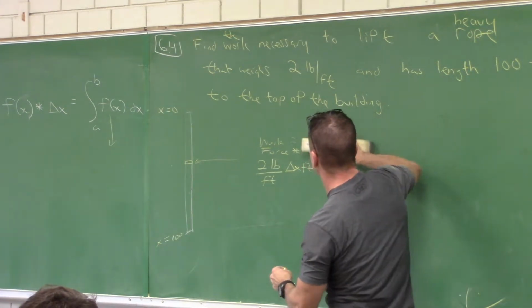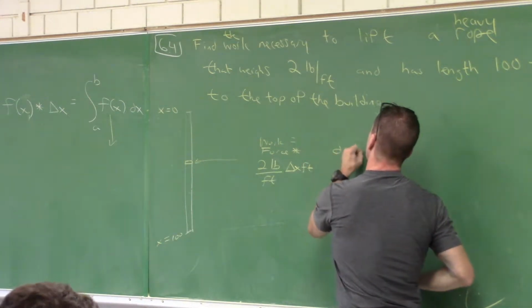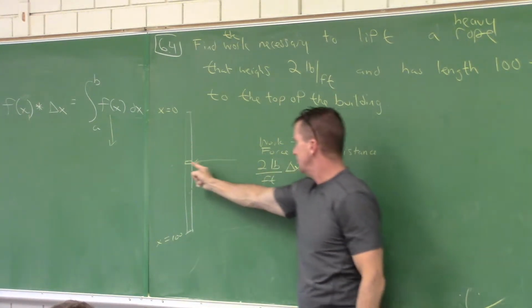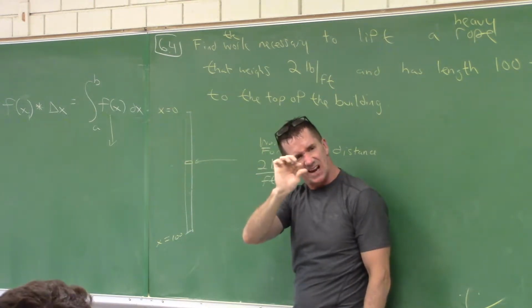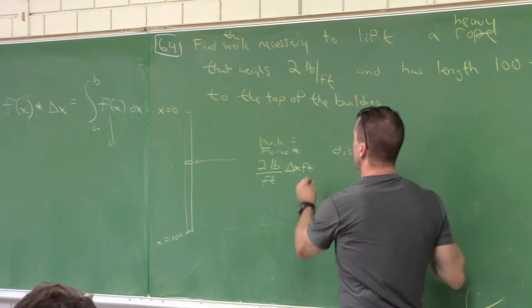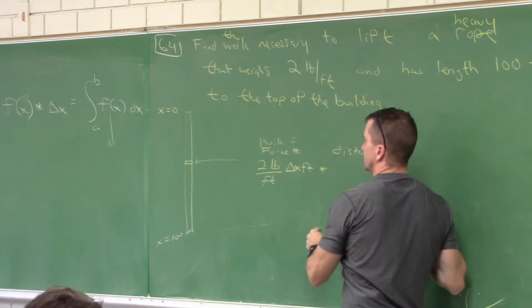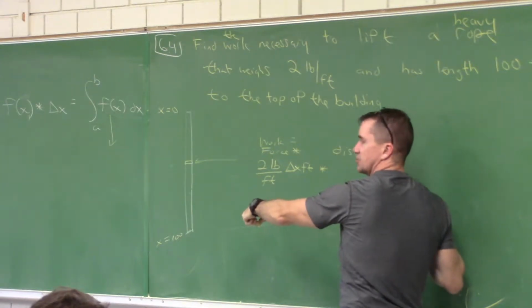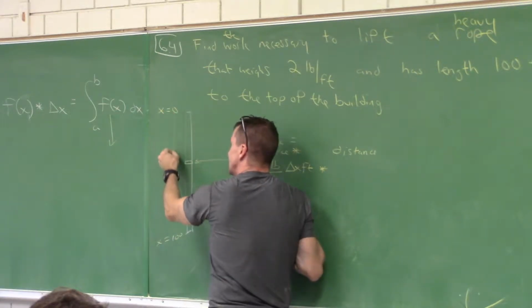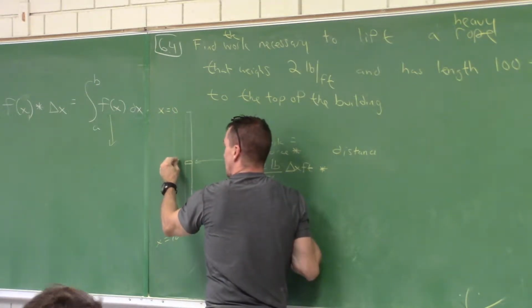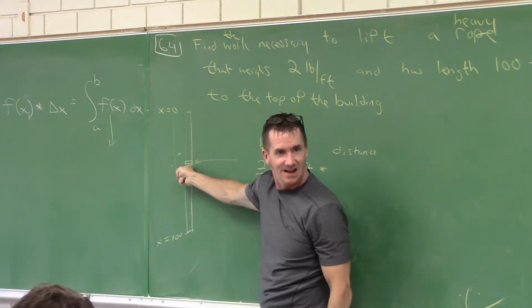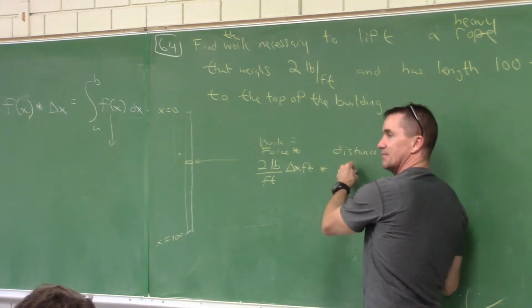Show me the word distance. Eventually we're going to set this up with an integral. 2 pounds per foot acting on how many feet of that road? Just a tiny, tiny what? Change in x. Cool. Now, what's the distance down this way? Well, everyone, because I scaled this as x equal to 0 here, can I call this distance x? I want to make sure everyone agrees with me. Can I call this distance x coming down here? I love it. So I'm going to call this distance x from the top.